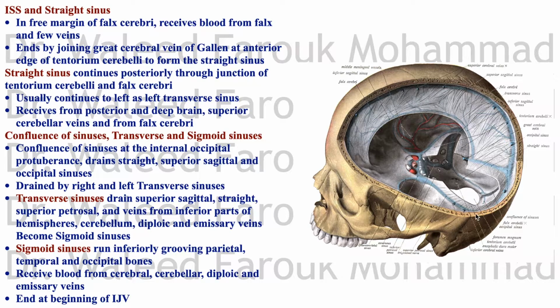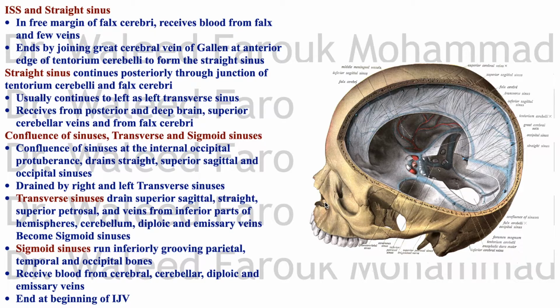and usually continues to the left side, as mentioned before, and receives from posterior and deep brain surfaces, superior cerebellar veins, and from falx cerebri. Confluence of sinuses is the one you see here, opposite the internal occipital protuberance, and drains straight sinus, superior sagittal sinus, and occipital sinuses. And the confluence of sinuses is drained by the right and left transverse sinuses.